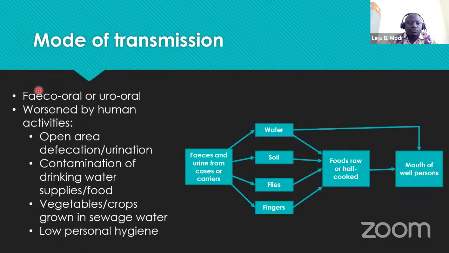So the mode of transmission is what is described as fecal-oral or uro-oral, feces to the mouth or urine to the mouth in simple terms. That is the most common way the bacterium is transmitted. Now, if you hear of things to do with feces or urine, in your mind you should be thinking about situations where people defecate in the open. So open area defecation or urination, contamination of drinking water supplies.